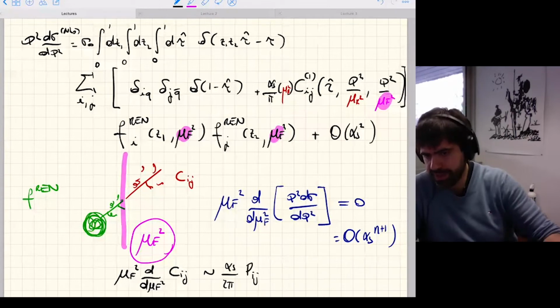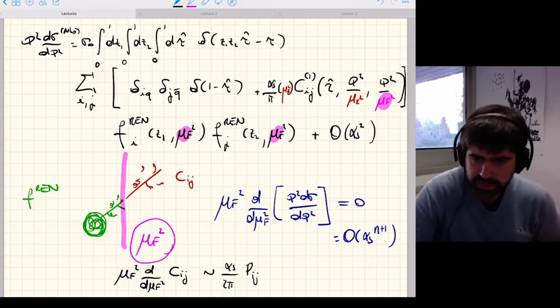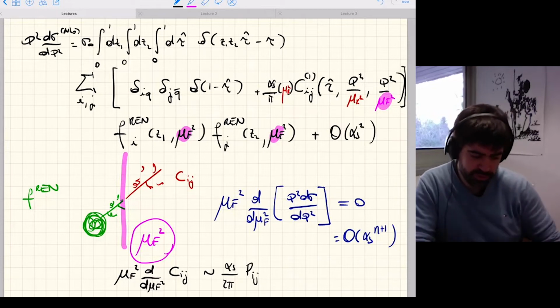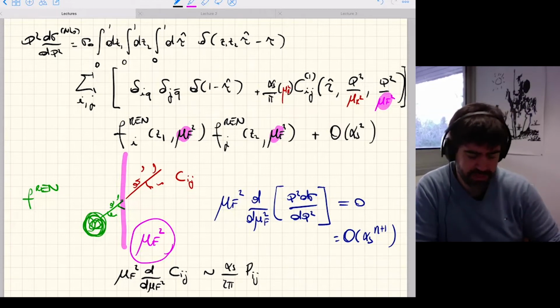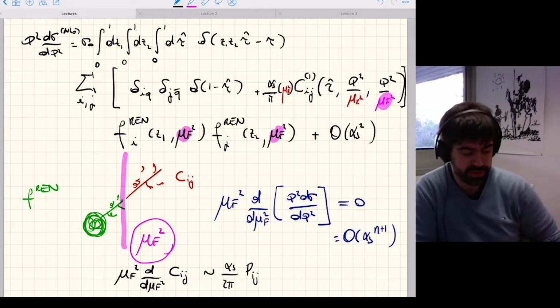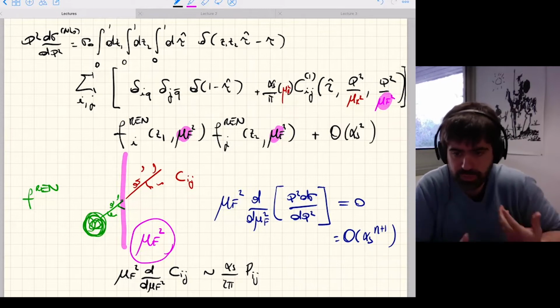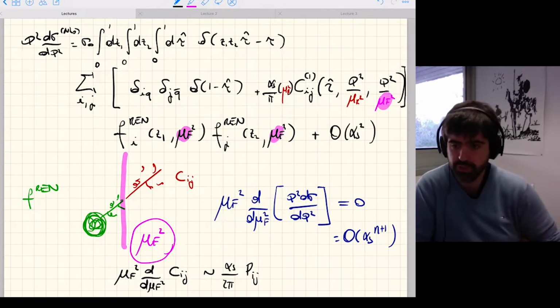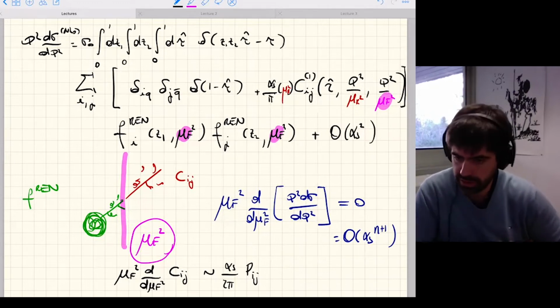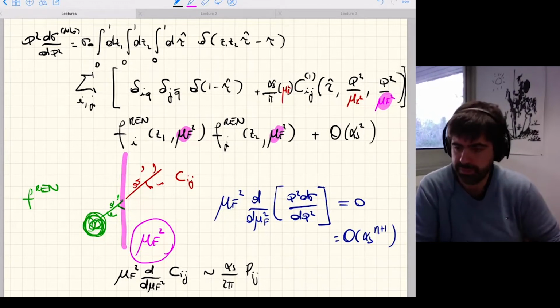At least at order αs, beyond which it becomes really more complicated. So if I want the μf dependence to cancel, then the μf dependence of Cij should cancel the μf dependence of the renormalized PDF. But the μf dependence of Cij is completely determined by the splitting function, which means that also the μf dependence of the PDF is entirely determined by the splitting function.